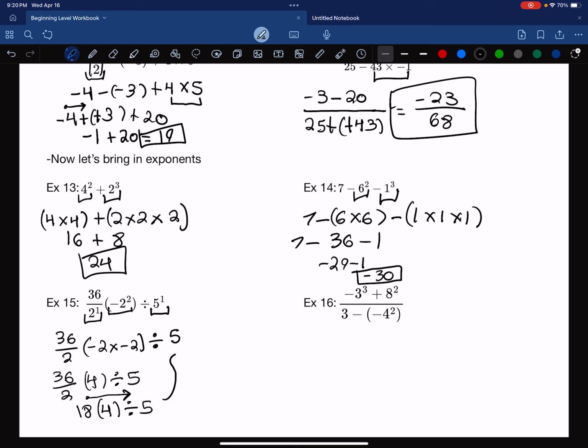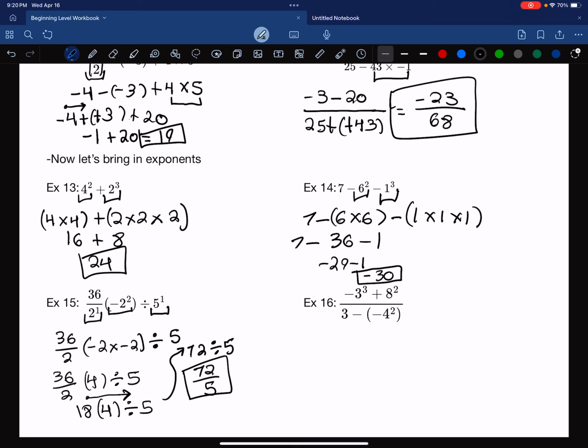So we're going to bring this up here. We have 72, and then we're going to divide that by 5. And 72 divided by 5 is not a whole number, so we're just going to leave it as a fraction. 72 divided by 5, that's our answer. You can divide 72 by 5 in a calculator if you want and get a decimal, you can also do that if you would like, but I'm just going to keep things in a fraction.